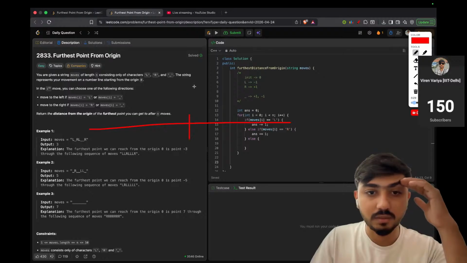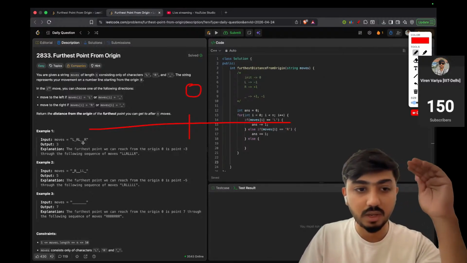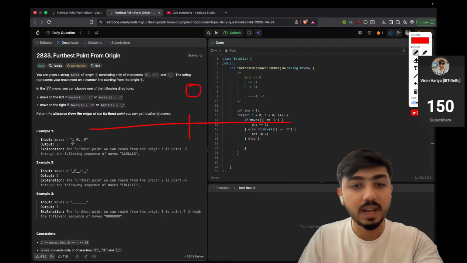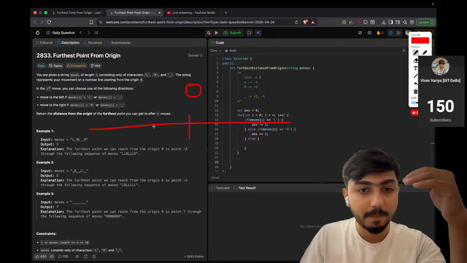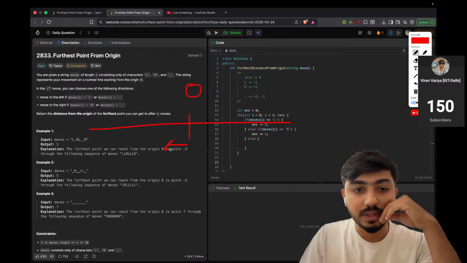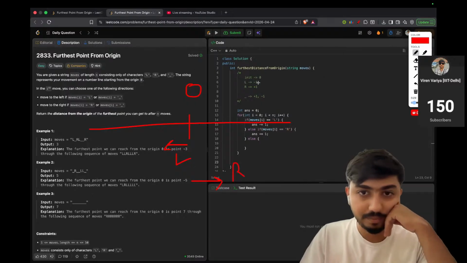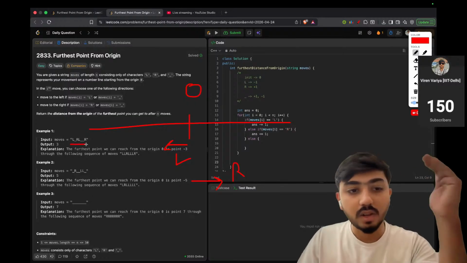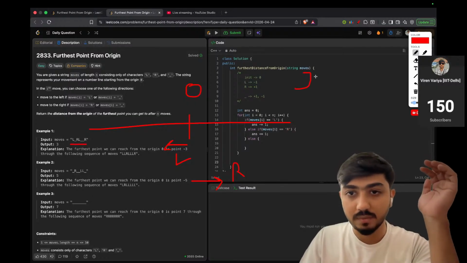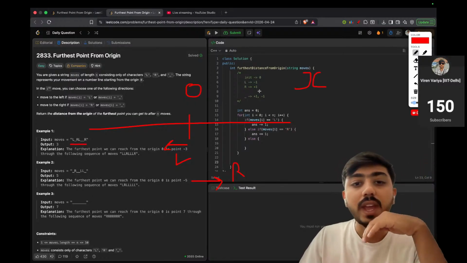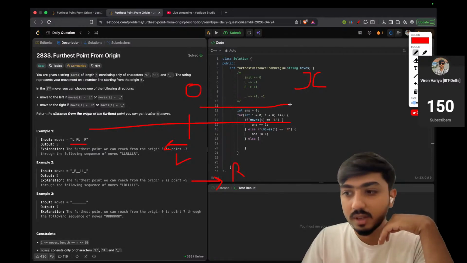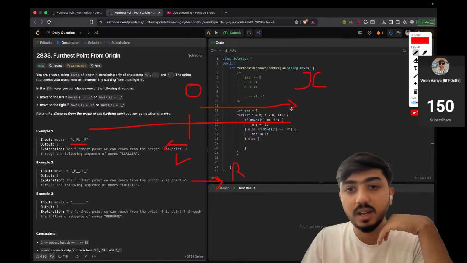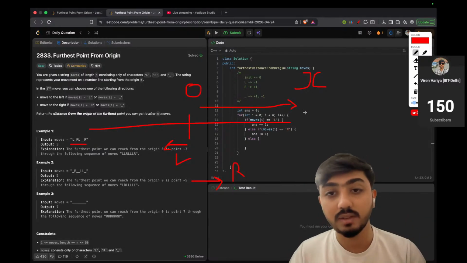Initially you are at 0. You ignore the underscore initially, and you follow all the L's and R's you have. So you go left for L, you go right for R, and let's say after iterating all the moves, you are at X position, right? So if X is already on this side, what's the better choice we have?